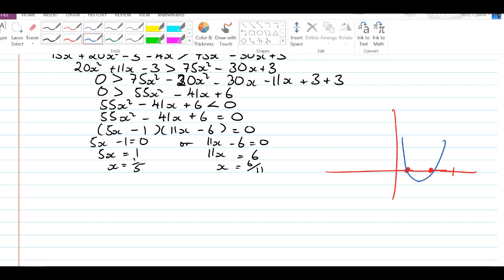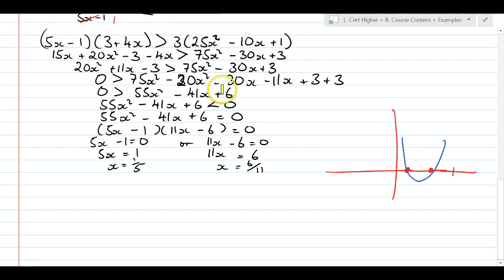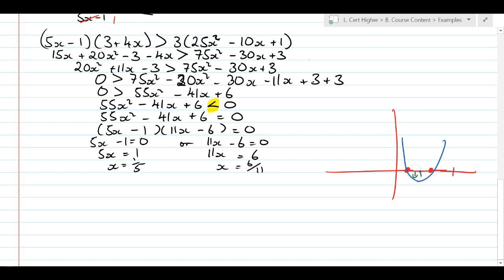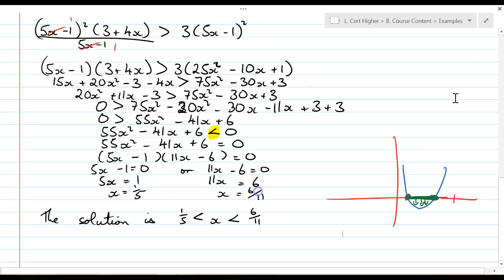So there's a graph. And we're looking for the values of x that make this function less than 0. In other words, where it's below the x-axis, which are these values here. Between this value and this value, these two x values, we're looking for the values between the two x values here. So the solution is x greater than 1/5 and strictly less than 6 over 11.